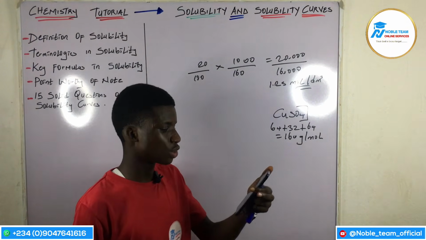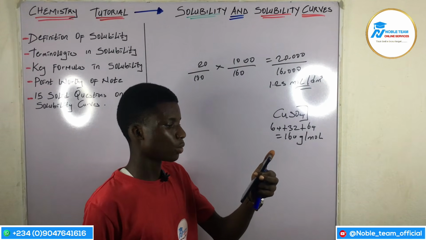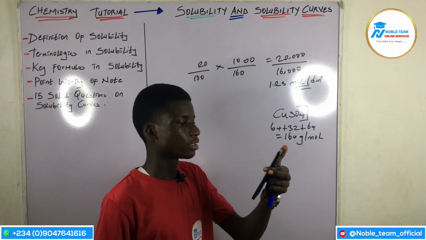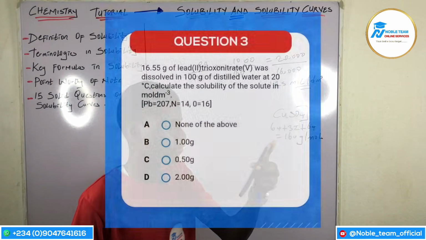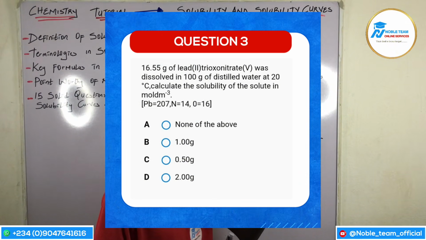Now let's look into question 3. Next one is question 3. Now question 3 says 16.55 gram of lead(II) trioxonitrate(V) was dissolved in 100 gram of distilled water at 20 degrees Celsius. Calculate the solubility of the solute in mole per dm³.